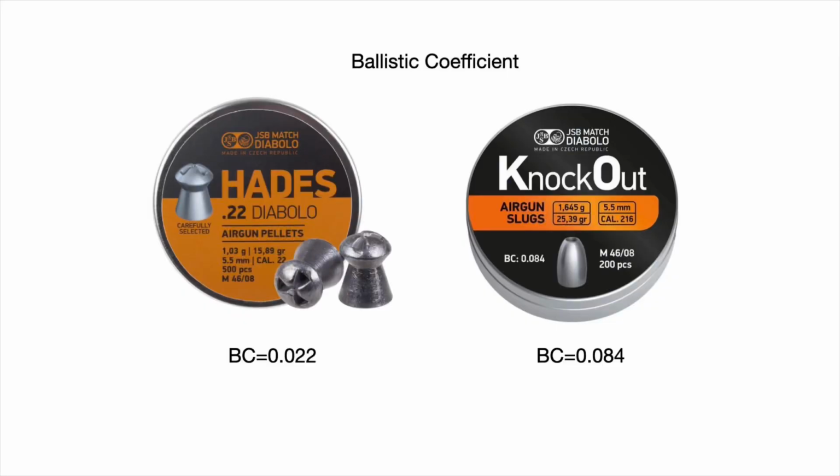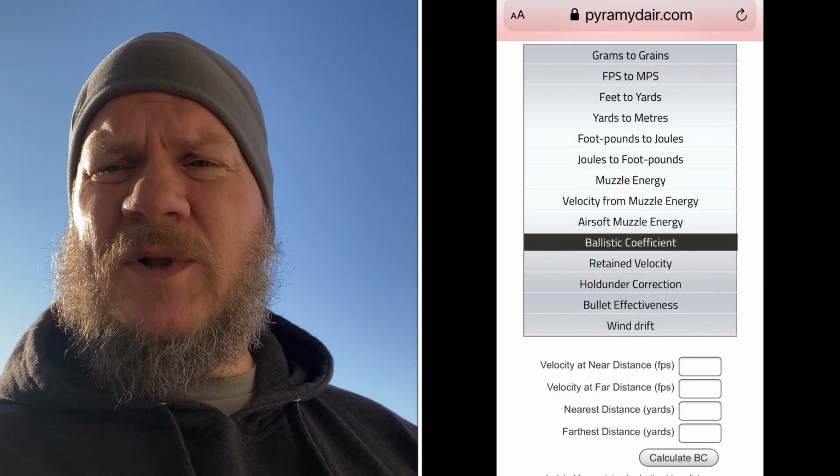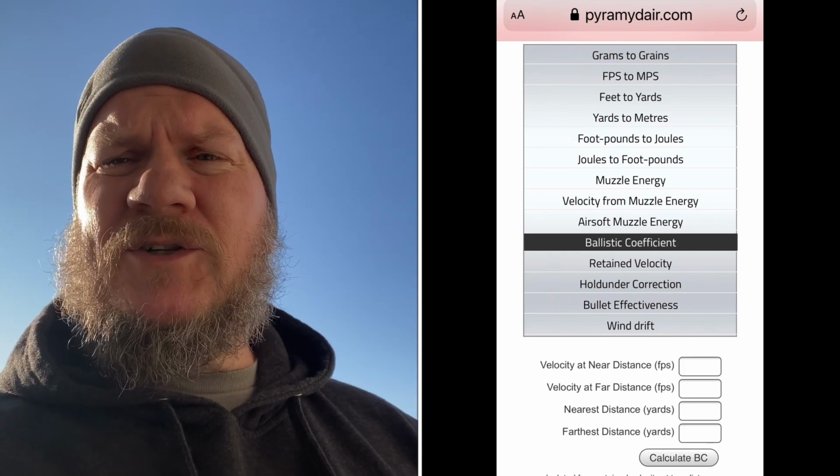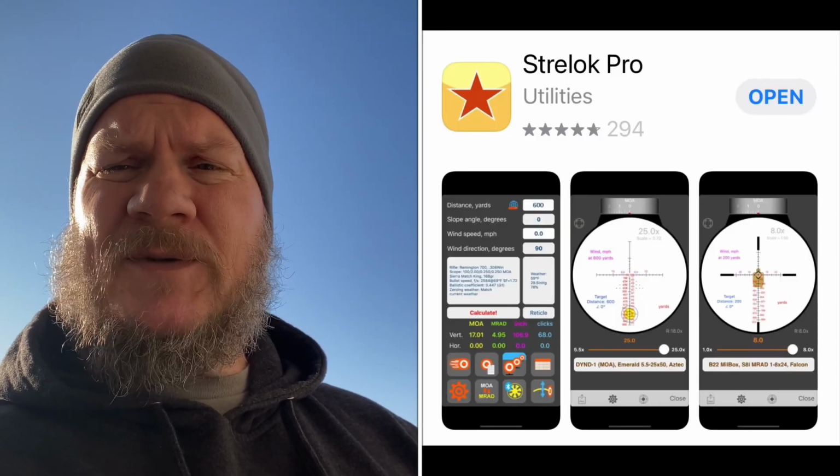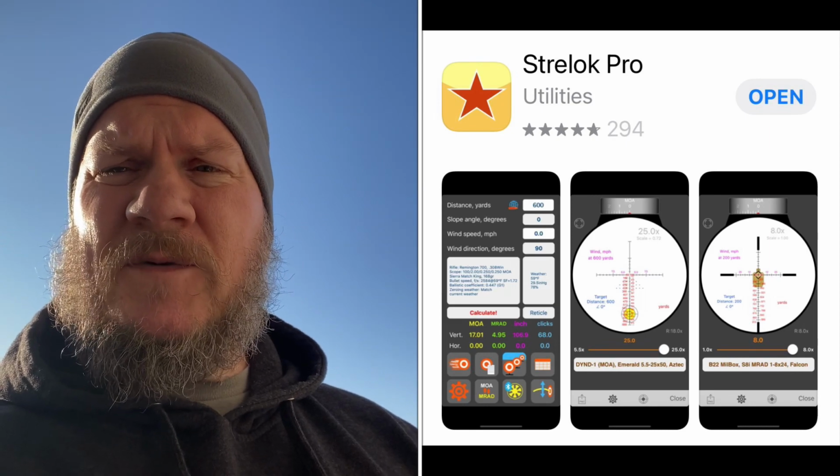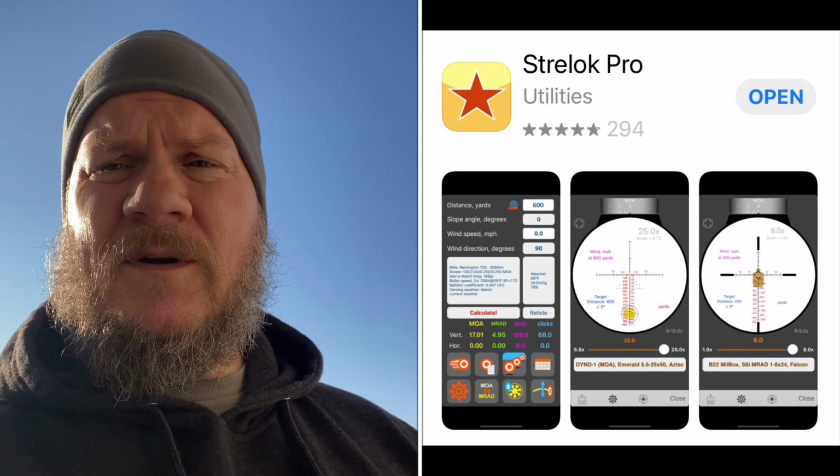So here's an example of two JSB projectiles, one a slug and one a pellet. You see the difference in the numbers we're talking about. Now don't worry about the absolute numbers. There's some science and math behind how ballistic coefficient is calculated, and there are tables to help you look up the ballistic coefficient of whatever projectile you're shooting, if you can't calculate it yourself. If you're going to use any of the apps that calculate trajectory for you, you're going to need to know the ballistic coefficient of your projectile.